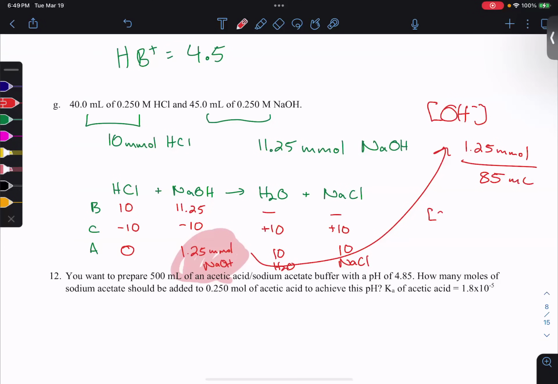And so you get that the hydroxide that's left over in this reaction is 0.0147 molarity hydroxide. So if I negative log that, I get 1.833. Is that my pH? Nope, that's pOH. So our pH is actually 12.167. Yes, super basic, because sodium hydroxide is left over.